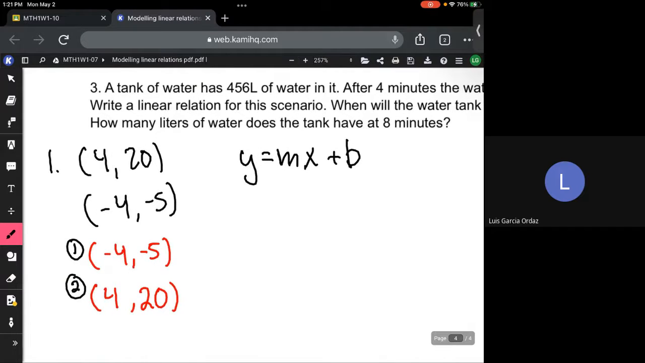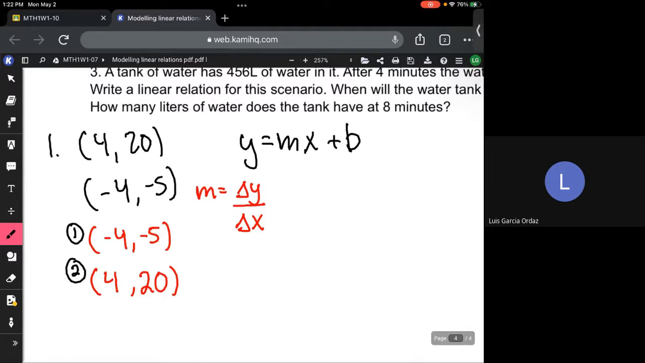So the first thing we can find, because we don't have a table of values or a graph, is the slope. So remember, m is equal to the change in y over the change in x. Who can tell me what my first y value is? What's my second one? 20. So in order to find my change in y, I always take the second point and subtract it from the first one. So it's going to be 20 minus -5.